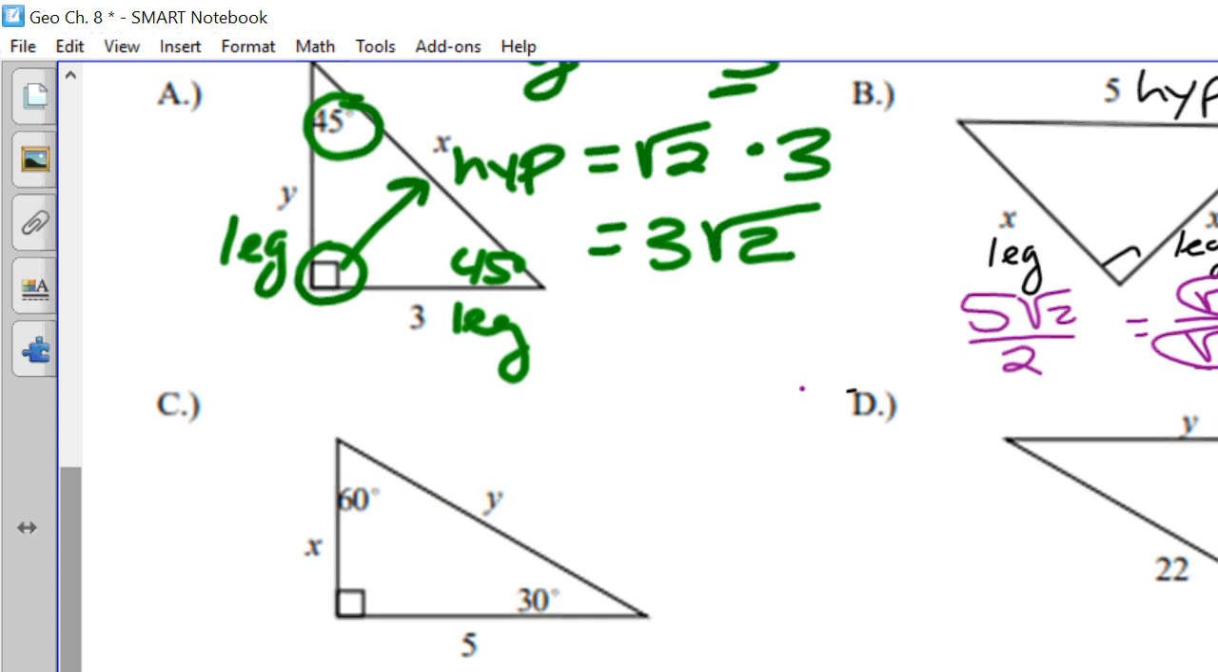All right, these are the 2 scenarios you find for 45, 45, 90. You'll have the leg and need to find the hypotenuse, super easy, or you'll have the hypotenuse and need to find the leg.